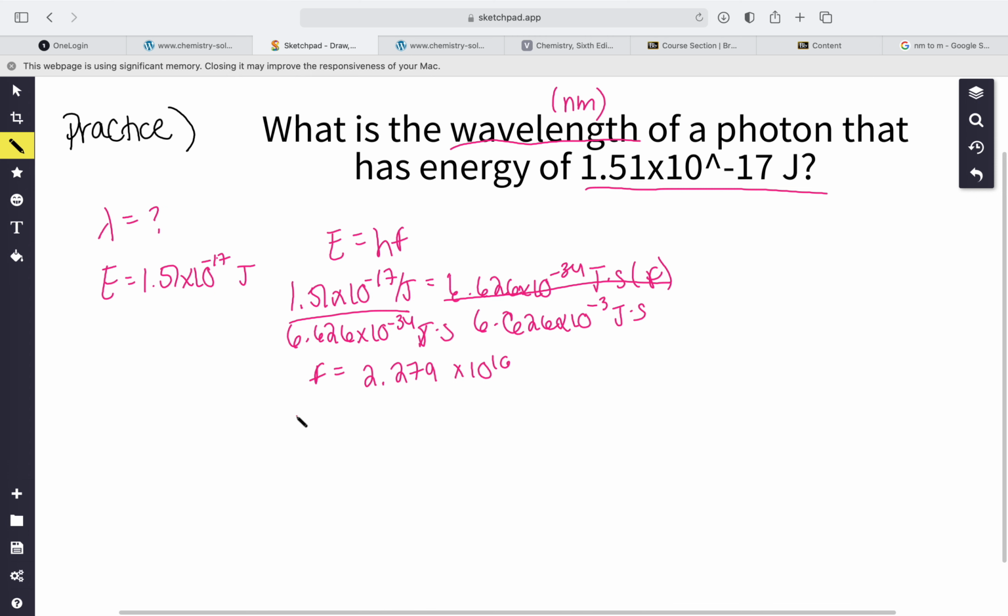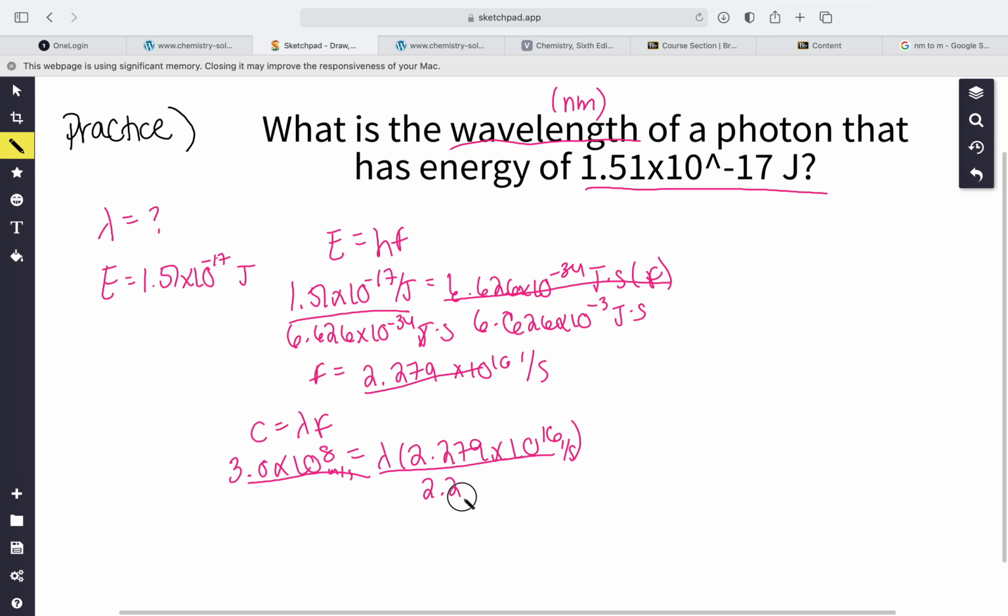Okay, moving on to the next calculation, we have c is equal to lambda f. Yep, it is lambda f. So we're going to do 3 times 10 to the 8th meters per second is equal to lambda times that frequency we just got, 2.279 times 10 to the 16th. Same thing as before, this is in 1 per second. We're going to divide, same as the last problem we did.